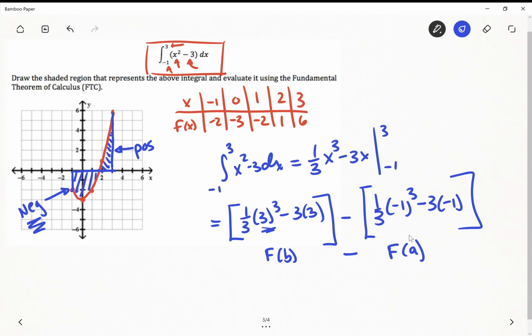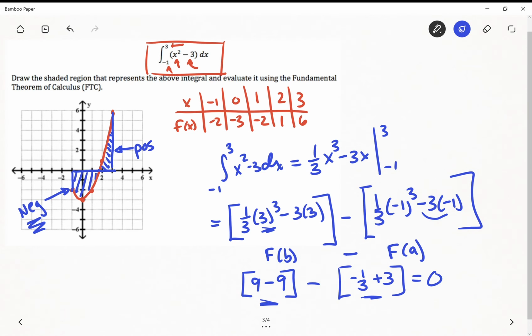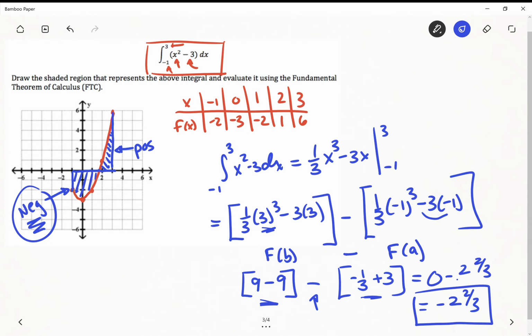And we see 3 cubed is 27, divided by 3 is 9. Minus 3 times 3, so it's minus 9. Negative 1 cubed is negative 1 times 1/3 is negative 1/3. And negative 3 times negative 1 gives us plus 3. So we see that 9 minus 9 is 0. And negative 1/3 plus 3 is 2 2/3, but we're subtracting that. So our final answer is negative 2 2/3. We expected a negative answer because we saw the negative region was larger, so this makes sense with our observations.